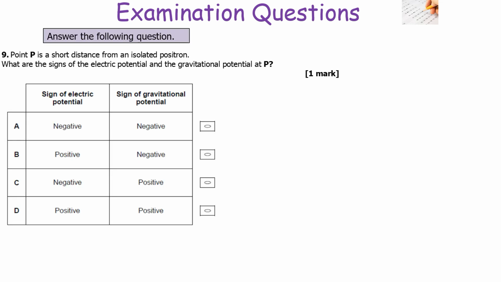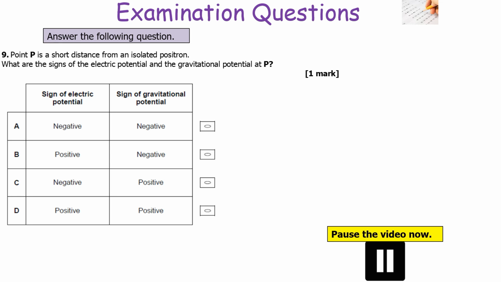B. The next question says, point P is a short distance from an isolated positron. What are the signs of the electrical potential and the gravitational potential at P? So pause the video now, then unpause the video when you want to go through your answer.